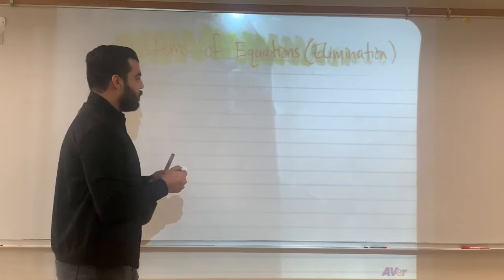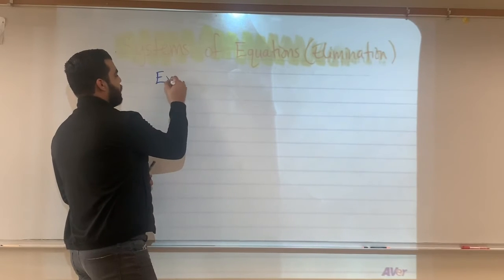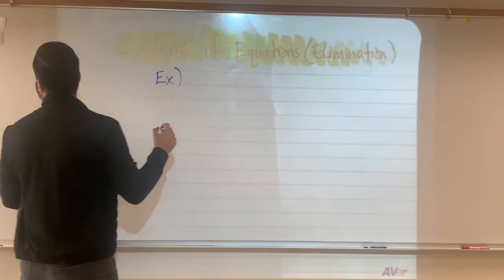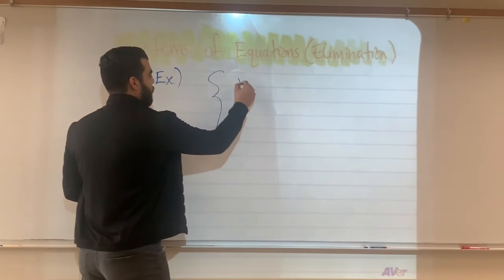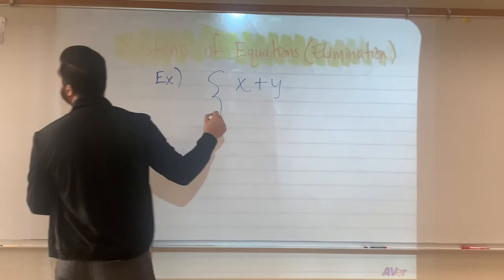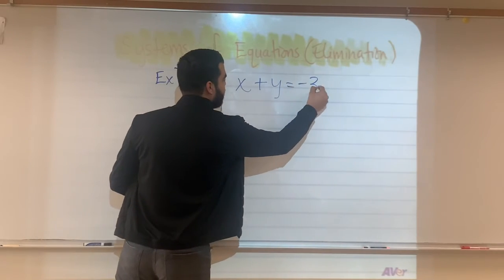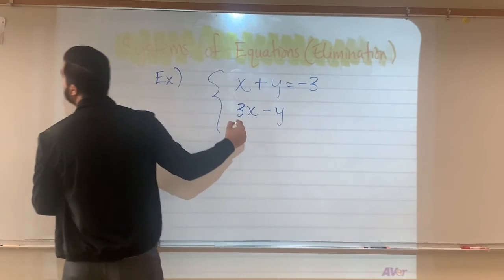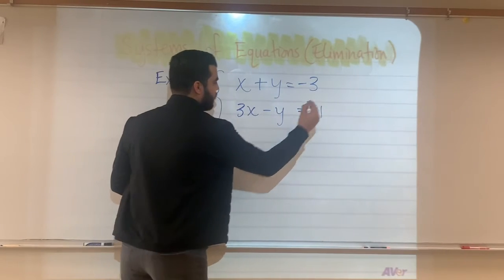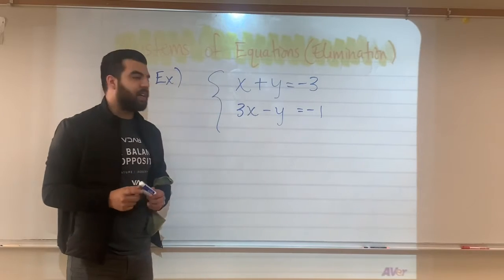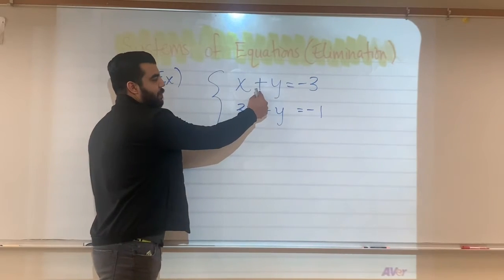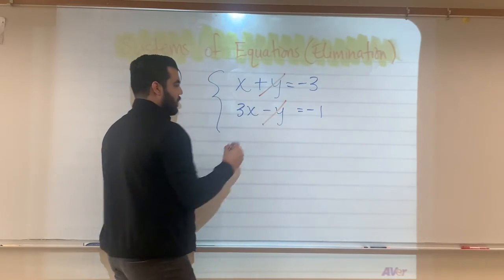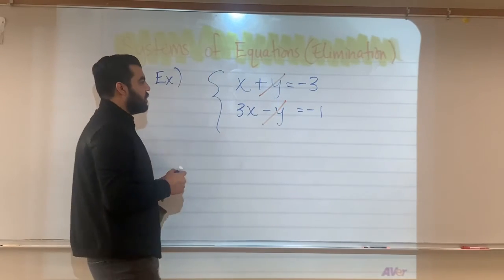Let's try 2 more examples. Example: x plus y equals -3, and 3x minus y equals -1. Okay. So here we notice that the y's, we have a positive y and a negative y, so those are the ones that are going to cancel out.